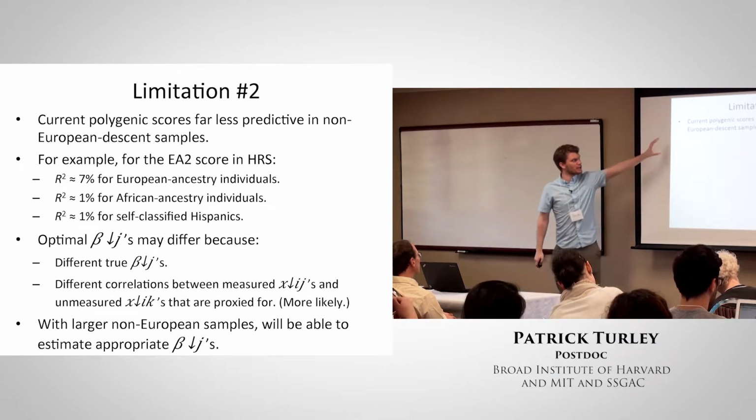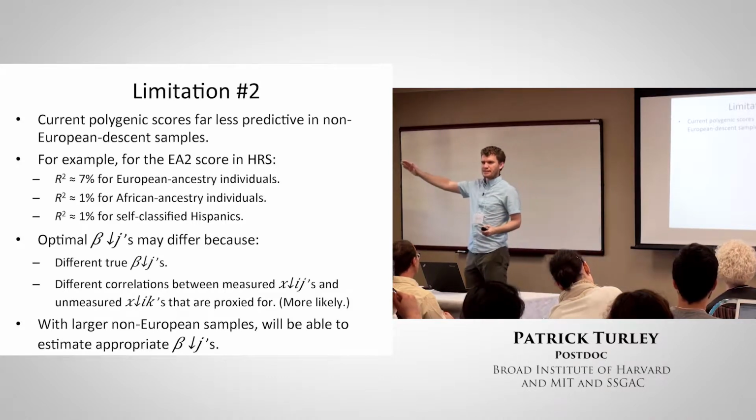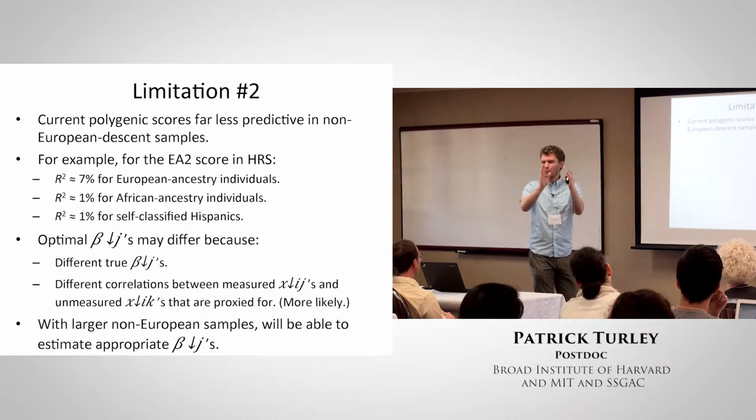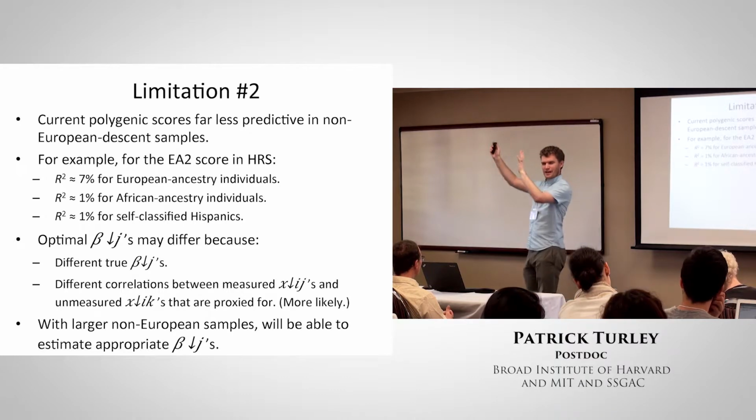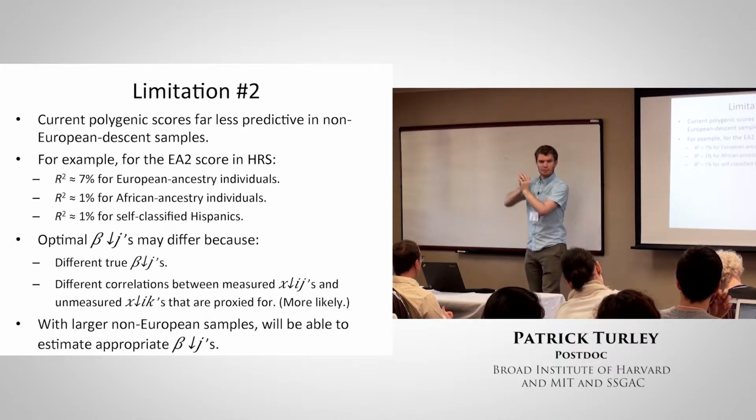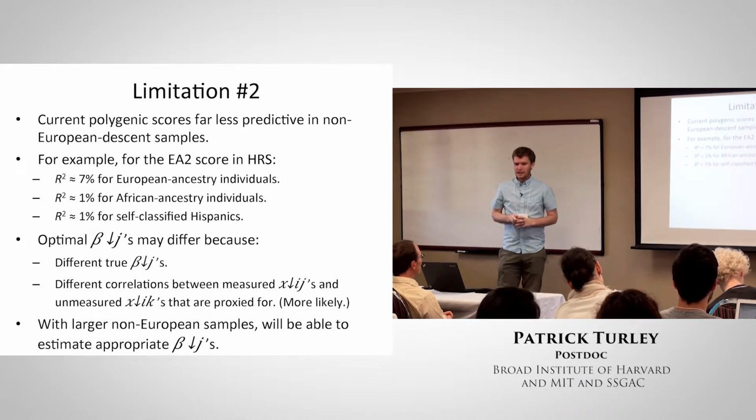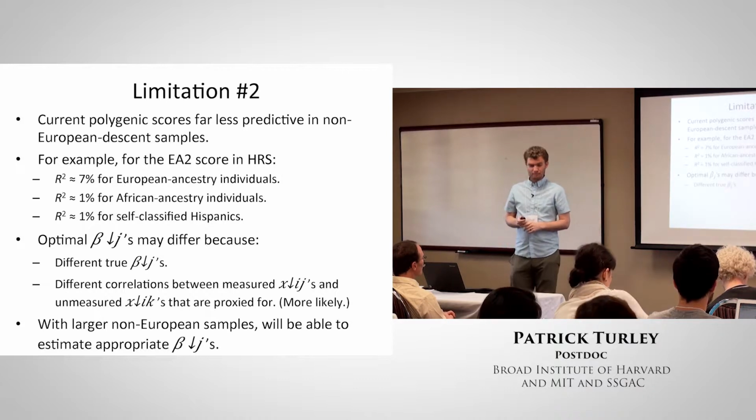Another issue is that we're creating these polygenic scores just for people of European ancestry. And as a result, these weights are just going to apply for people of European ancestry. In practice, we have our educational attainment score, and it explains 7% of the variation in people of European ancestry. It only explains about 1% in people of African ancestry or people who are classified as Hispanics. And there's a few hypotheses as to why this might be.